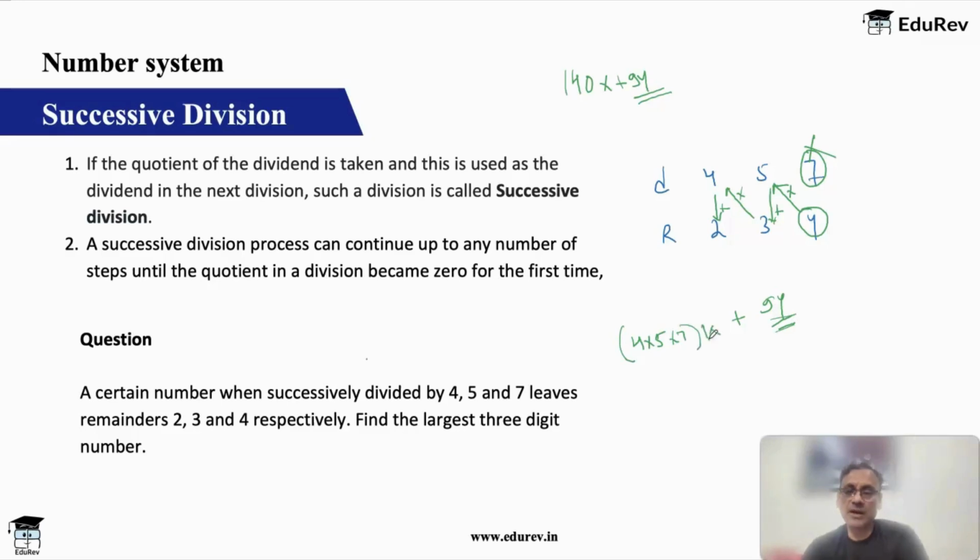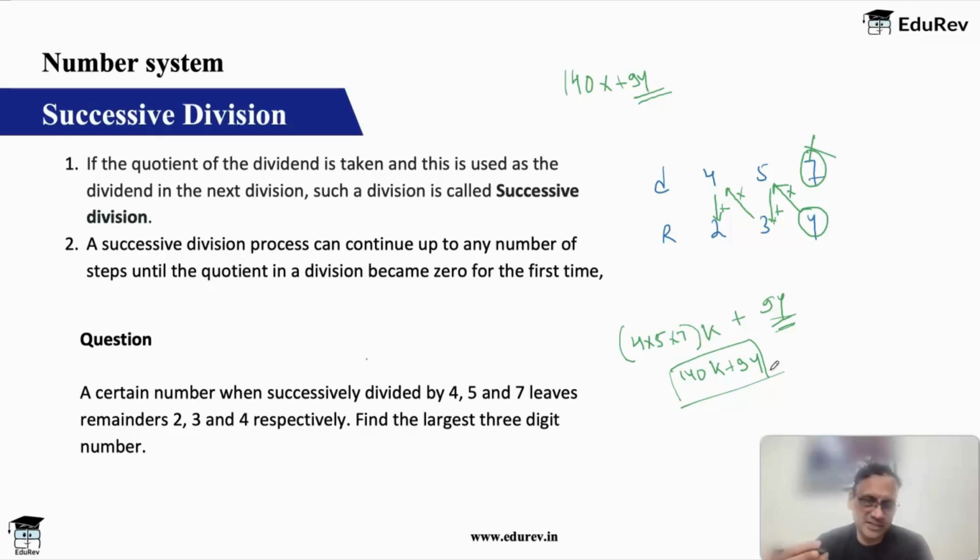And the first part is nothing but the product of the divisors into a constant. Remember, it is product, it is not LCM. Don't make that mistake. It is not LCM, it is product. So 4 into 5 is 20, 20 into 7 is 140. So 140k plus 94. That's how you get your answer for a successive division question. Okay, and this k is your last quotient. So if it says that the last quotient is 0 or there is nothing left after the last division, you can assume k to be 0. Otherwise, depending on the question, we can find out the answer accordingly.